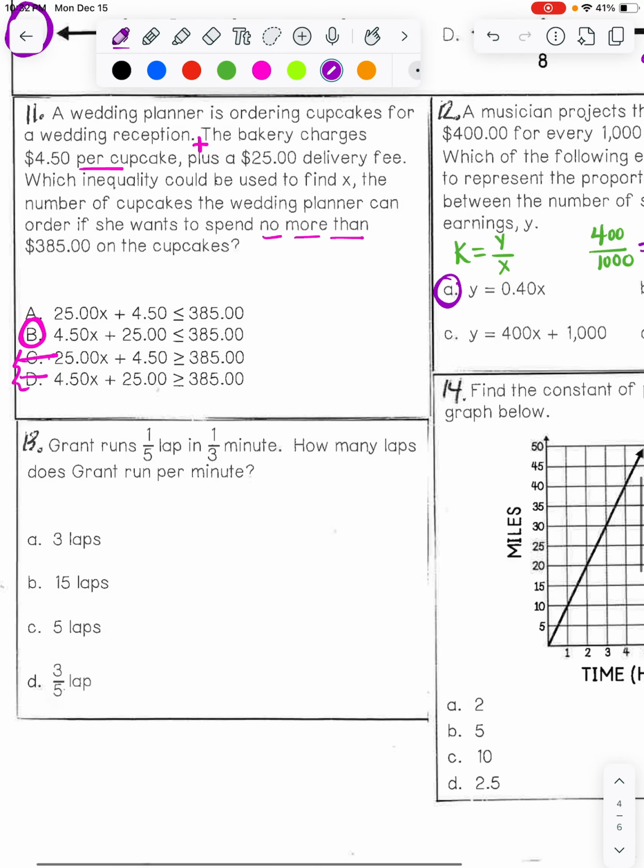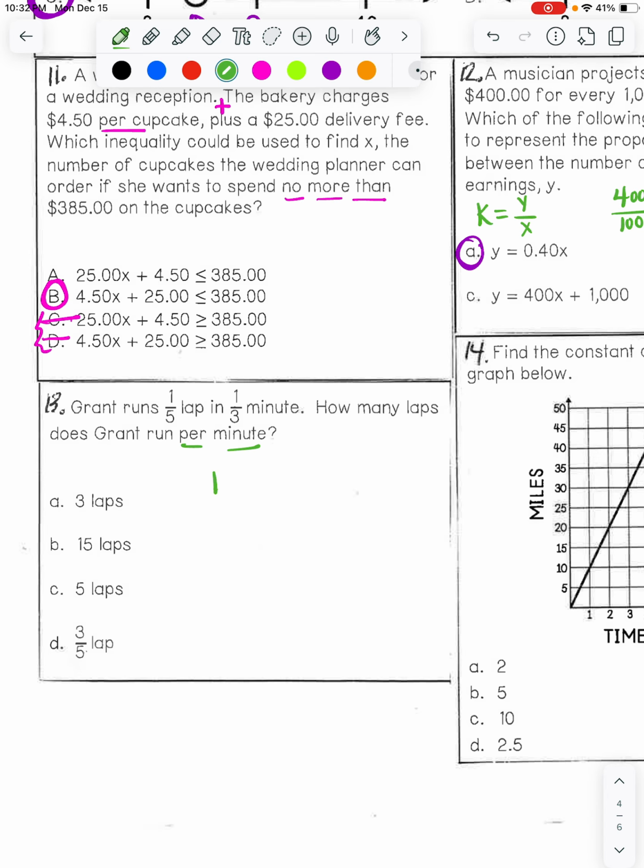Number 13, Grant runs a fifth of a lap in a third of a minute. So how many laps can he run every minute? This is the unit rate. It's laps per minute. So I need to do laps divided by minutes. Laps per minute. So 1/5 divided by 1/3.